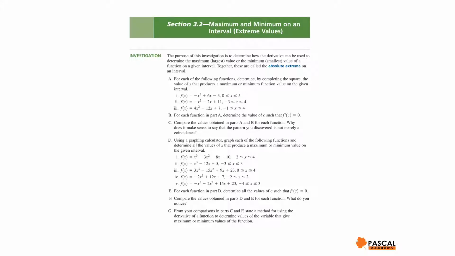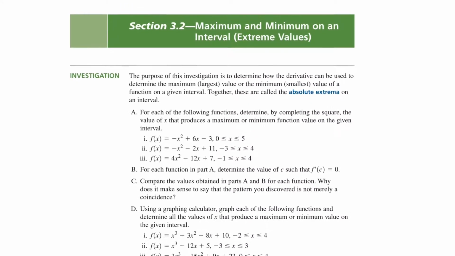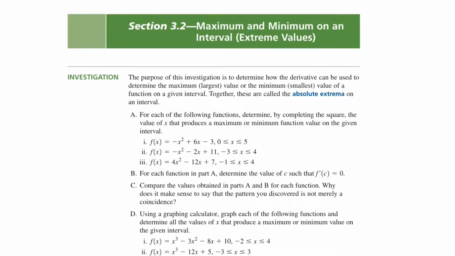MCV4U1 Chapter 3 Applications of Derivative, Session 5. In this session we are going to work on section 3.2 from the textbook, maximum and minimum on an interval, extreme values.